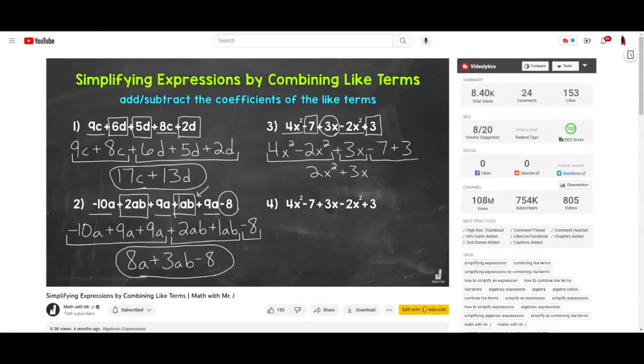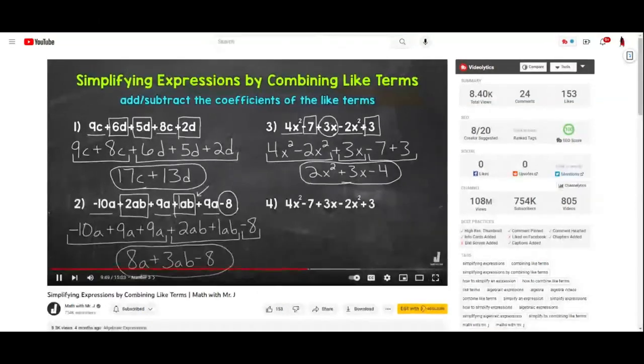And then we can combine -7 and positive 3. So we have -7 plus 3. That gives us -4. So our final simplified expression is 2x squared plus 3x minus 4. We went from 5 total terms in the original expression to 3 total terms by combining like terms.